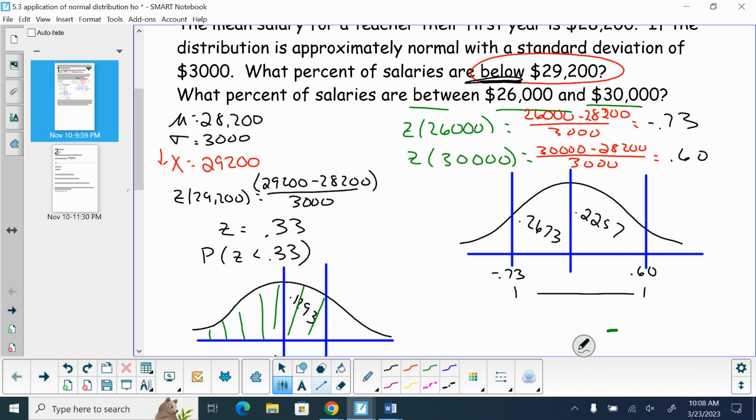I want to calculate my percent of scores that are in between these two values right here, which means I'm just trying to calculate the area between those two values. What should we do to calculate our area? Nick? Add them together. 0.2673 plus 0.2257, and what do you come up with? 0.493, so we have 49.3% of the salaries, or at least close to about half the salaries, are in between those two values.